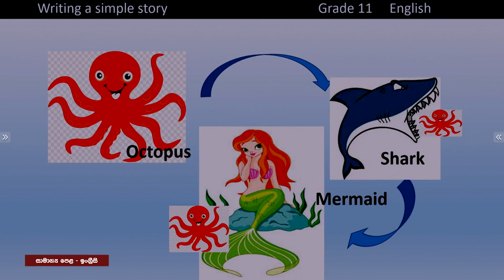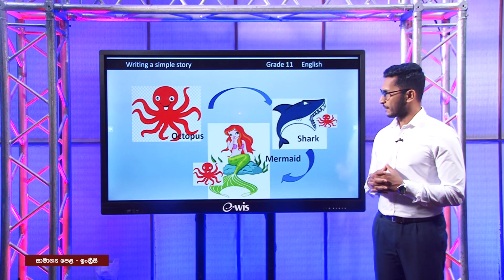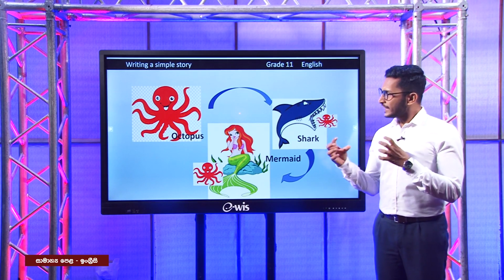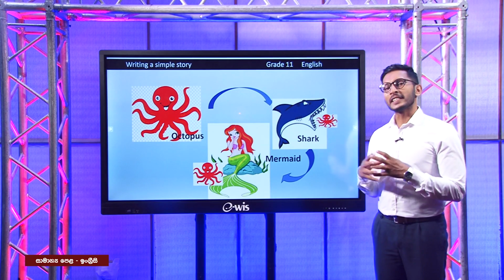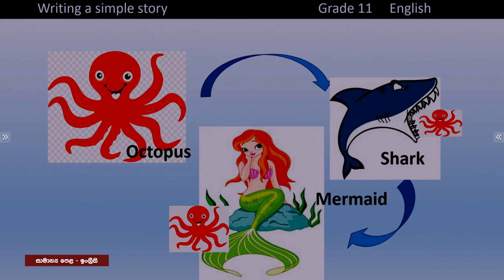I've also included some arrows. Why do you think I have included these arrows? Yes, these arrows show a connection between these incidents. If you take these pictures as incidents, these incidents are connected. So we call it the story map.